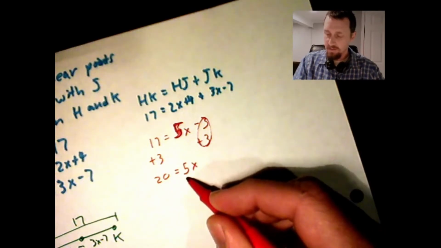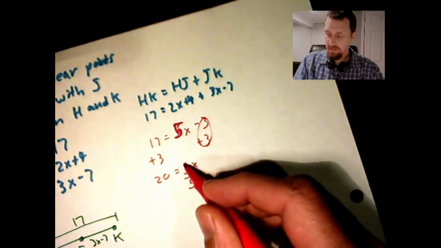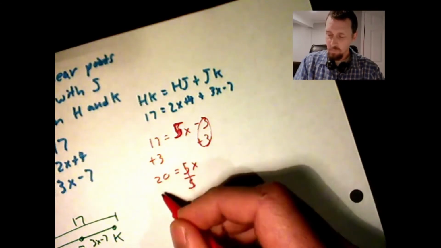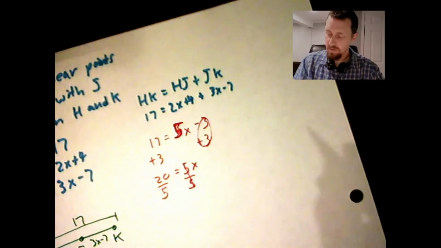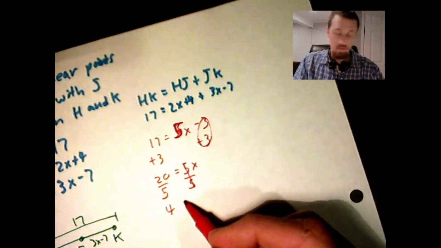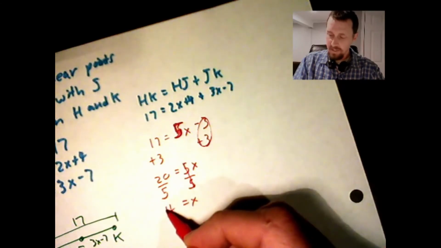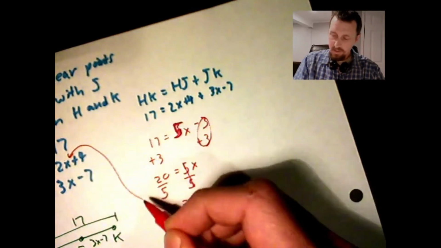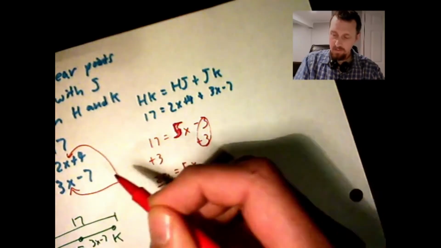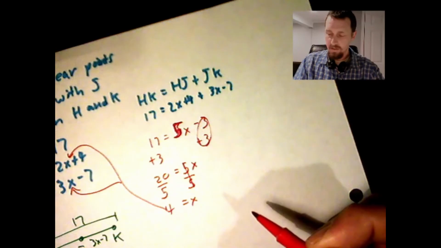That's a little easier. If I divide by 5, I have 5 x's, and if I divide those by 5, then I just have 1 x, and I'll do the same thing on both sides. 20 divided by 5 is 4, so 4 equals x. Now I take that 4 and I plug it back in here and here to find out what HJ and JK are.